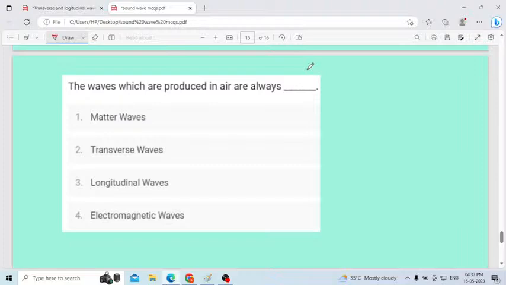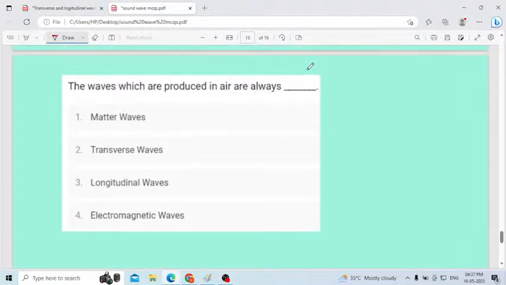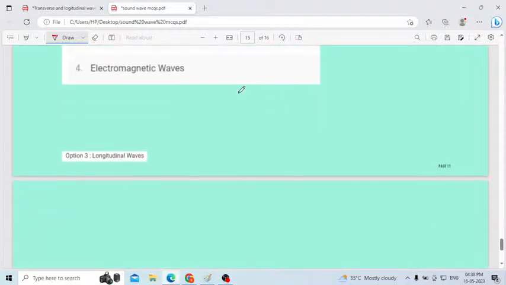The waves which are produced in air are always matter waves, transverse waves, longitudinal waves, or electromagnetic waves? The waves produced in air are always longitudinal waves. Longitudinal waves are mechanical waves. They need a material medium to propagate. Here air is the medium. Air, water, solid, everything is a medium.